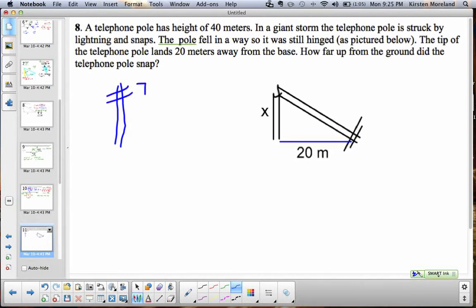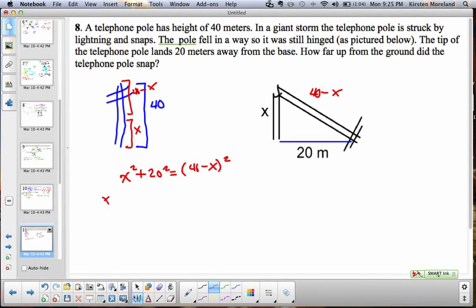It was originally 40 meters tall. I am trying to figure out how high up it broke, so that's x. So what's left is going to be 40 minus x. So the hypotenuse here is 40 minus x. Now I'm just going to set up a squared plus b squared equals c squared. So it's x squared plus 20 squared equals (40 minus x) squared.